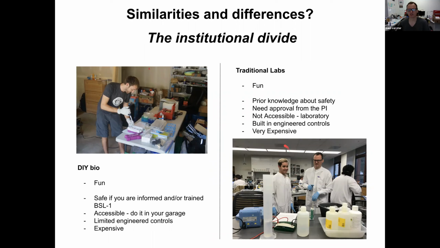For example, if you're on Stanford campus, then you will have to go to a principal investigator, a PI, and say, hey, you have a lab, can I work in your lab? And then oftentimes they will say, you know what, no, the lab is a bit full right now. So it's not very accessible, okay? You can't just do it anywhere. You have to go to an academic institution or a medical research institution or something like that in order to get access. Good thing about it, you have built-in engineered controls, okay? But I would say that it is very, very, very expensive. So doing this kind of work is very, very expensive.